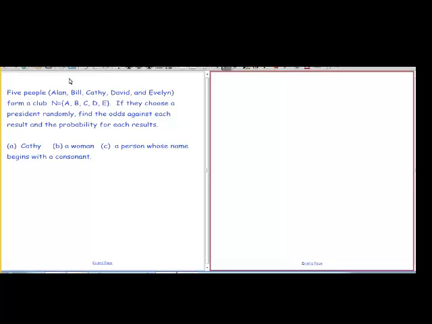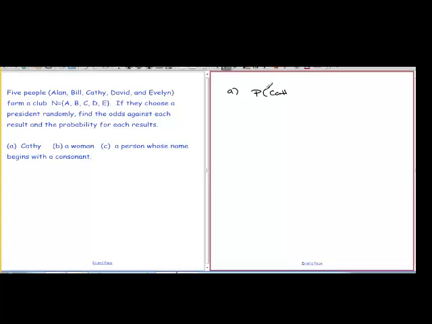So this is chapter 11. What they're asking for here is to find the odds against each result and the probability for each result. I think the easiest way to do those problems is to just do the probability first, then do the odds for, and then just switch them to find the odds against, instead of trying to think too deeply. So this is problem number 10 in the book. We're going to do A.